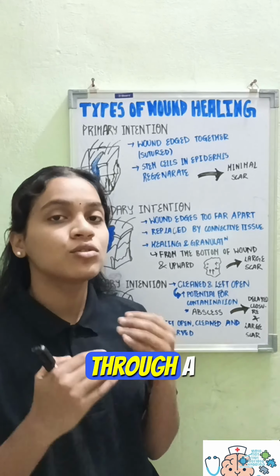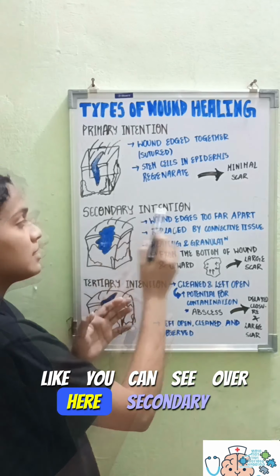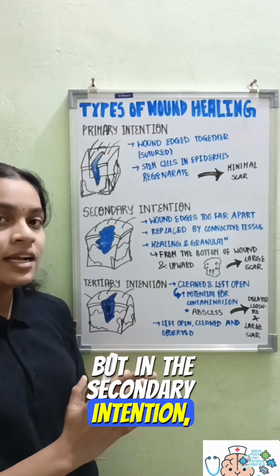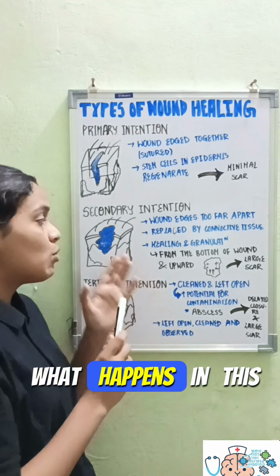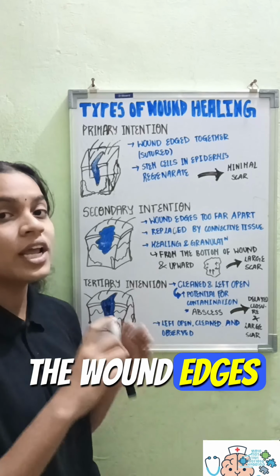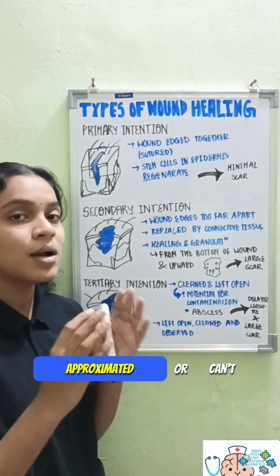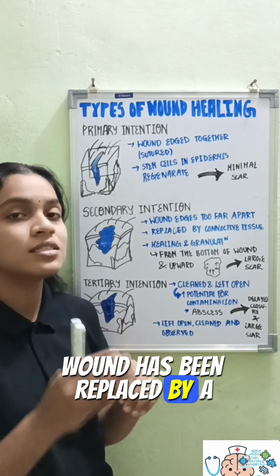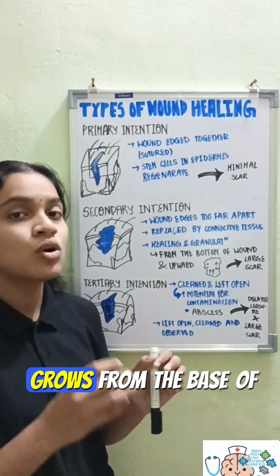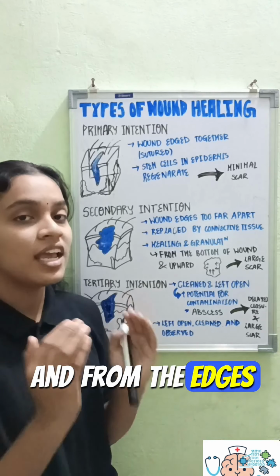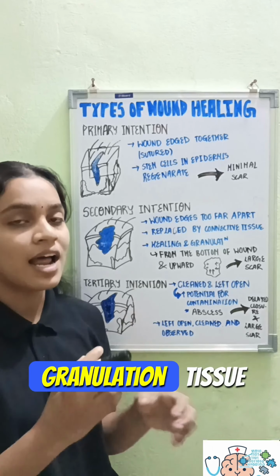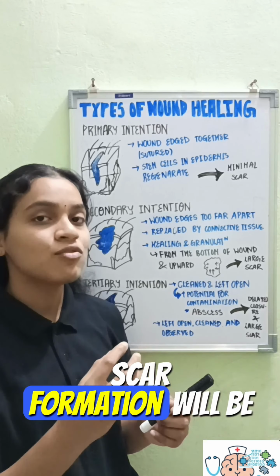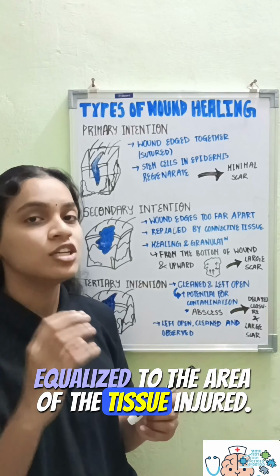If you see wound healing through secondary intention, the wound is basically larger than in primary intention. But in secondary intention, the wound is not infected. What happens in this particular process is that the wound edges are far apart, so it can't be approximated or brought together through suturing. So the wound is replaced by connective tissue, and this connective tissue grows from the base of the wound and from the edges inward, leading to the filling of the wound with granulation tissue. That leads to the formation of a large scar, where the scar formation will be equal to the area of the tissue injured.